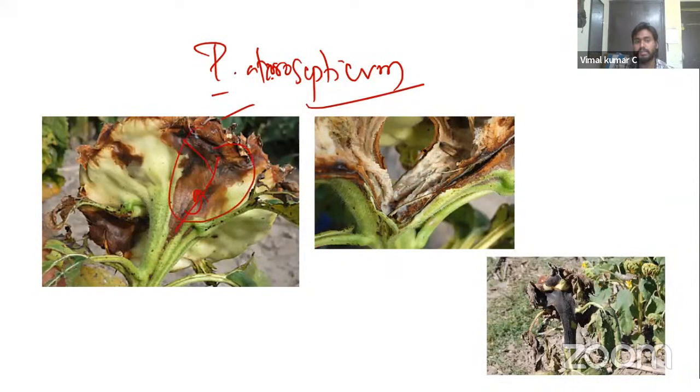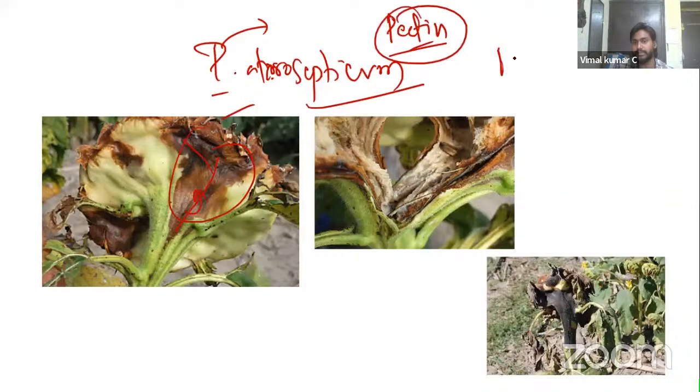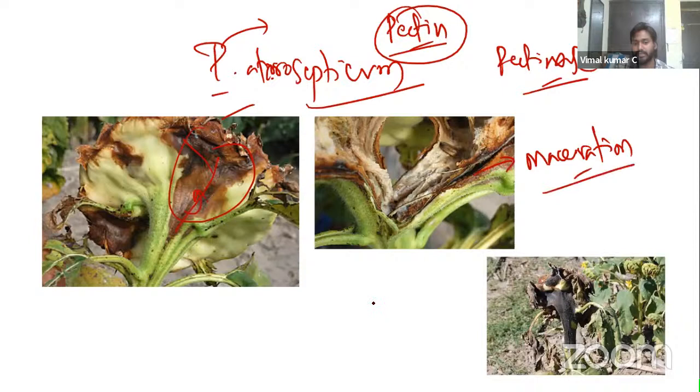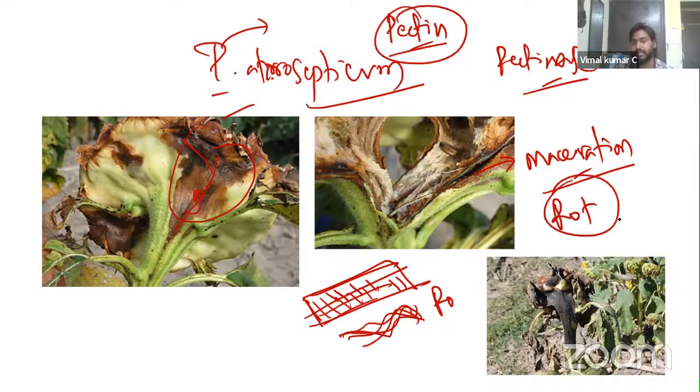The basic enzyme it produces is pectinase, by which it degrades the pectin, so the maceration of the tissues will take place. Maceration is this: say this is the cell wall of the plant, with the primary cell wall, secondary cell wall and middle lamella. Because of the respective enzymes, it will degrade each component, thereby the structural integrity of the cell wall will be dissolved and it will be macerated or rotten. So rot is scientifically, biologically, called maceration.